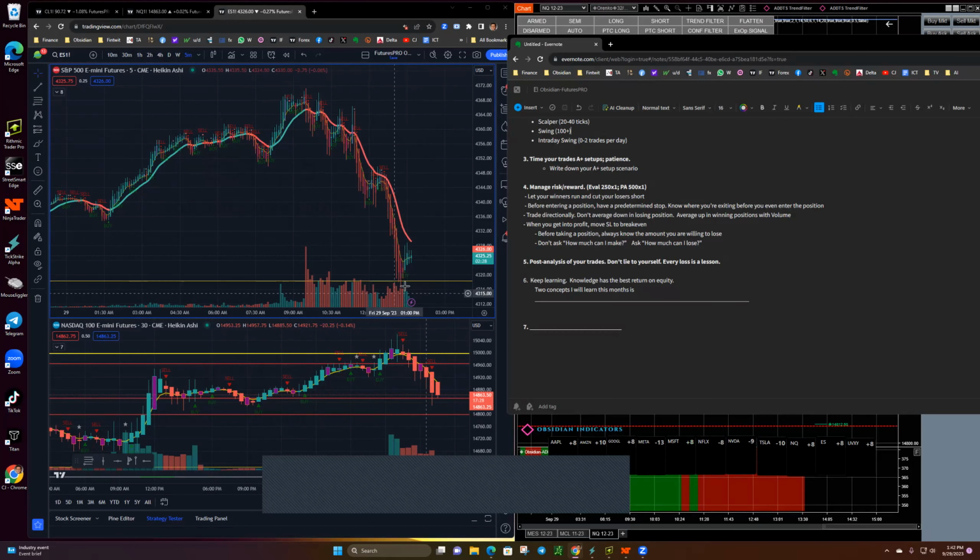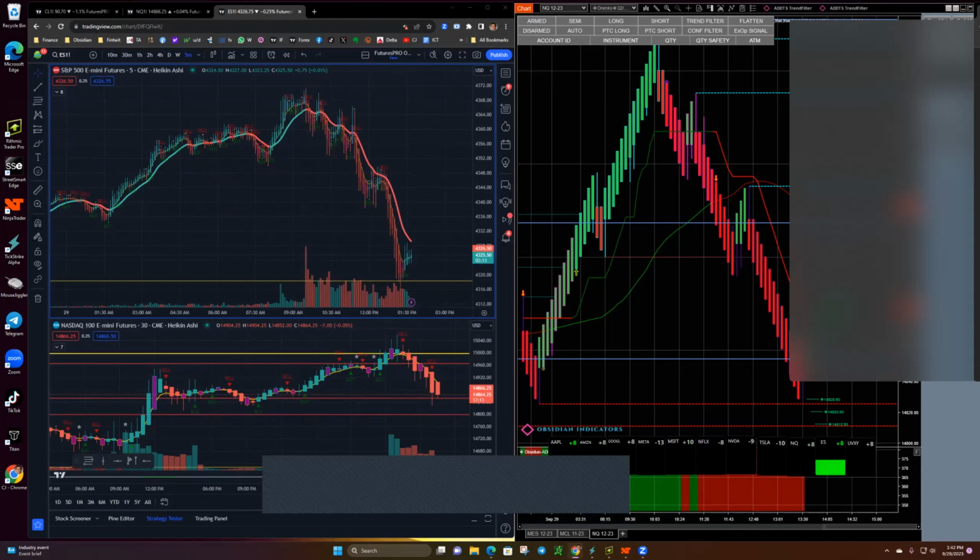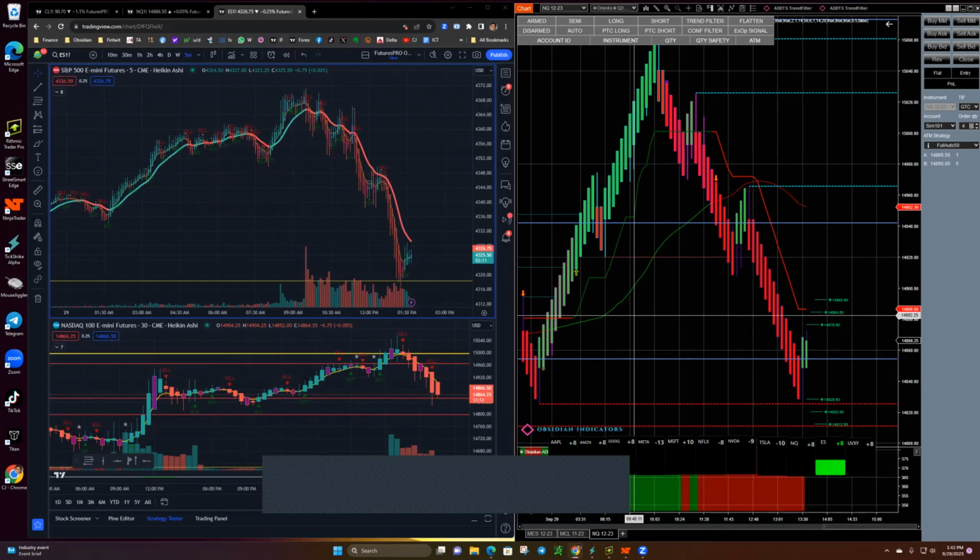So this is part of the A+ entry that you may want to have. Okay, so it hits a key support level that you're willing and prepared to go long. Okay, you're looking at, for some of us, we look at tick strike.